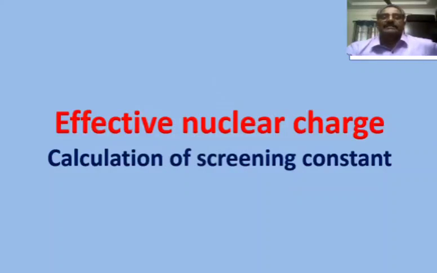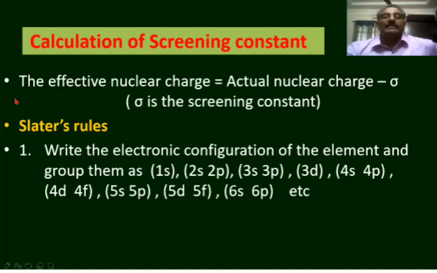Today's topic is the effective nuclear charge and the calculation of screening constant. The effective nuclear charge is equal to actual nuclear charge minus sigma, where sigma is the screening constant.